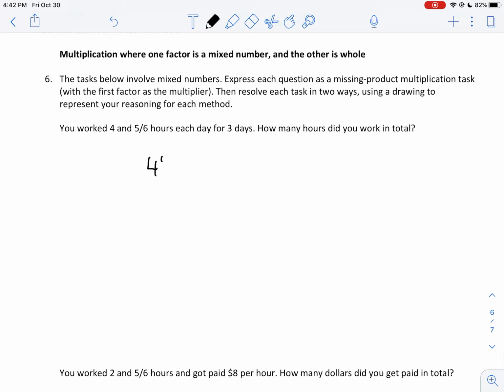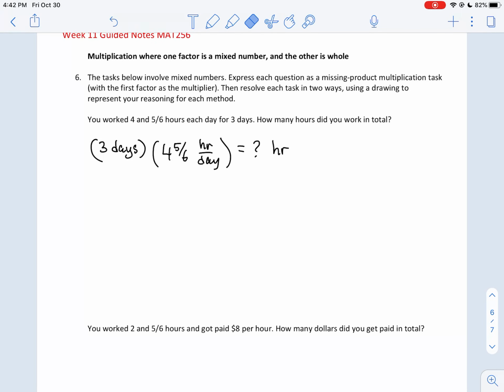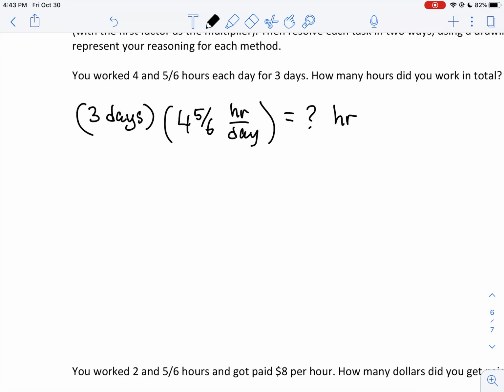That's the multiplicand. And it's a mixed number. So it's 4 and 5/6 hours per day. That's the multiplicand. And then we did it for 3 days. So that's the multiplier. And we have created a missing product multiplication task. And the answer will be in terms of hours. So really, I just got to copy 4 and 5/6 3 times. So do 3 copies of 4 and 5/6.